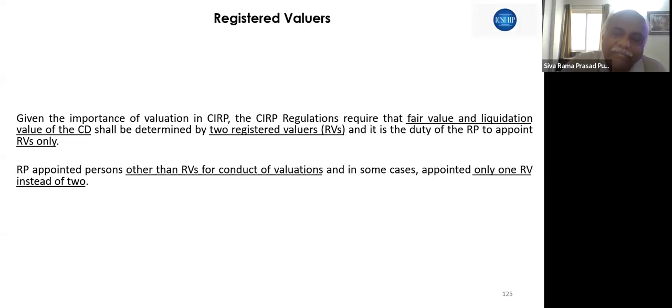Why one RV? There is a provision in the regulation that if at all wide variation is there, exceeding 25%, then only a third valuer is required. What is the problem in appointing a smaller number of registered valuers? Next, if they are not competent, don't appoint. Otherwise, the total system of the IBC will suffer. So the valuation is very important.